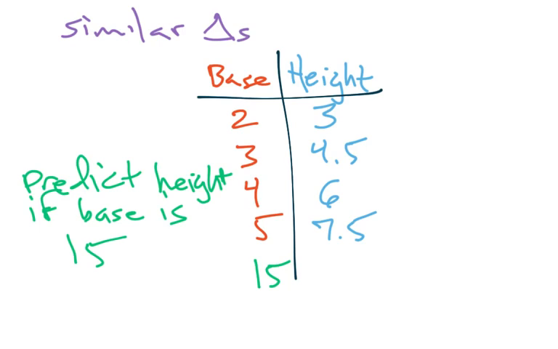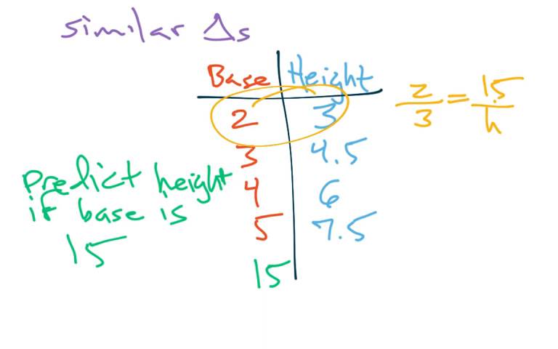Well, remember the key is that similar triangles are proportional. So if they're proportional, then I can create a proportion. And I could use any of these: this 2, 3, this 3, 4.5, this 4, 6, or the 5, 7.5. I'm just going to go with using the 2, 3. And I'm going to make a proportion stating 2 is to 3 as, now remember the 15 is my base, so I have to connect it with the 2, as 15 is to, and let's say h.